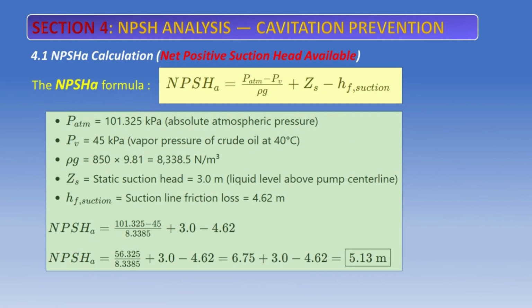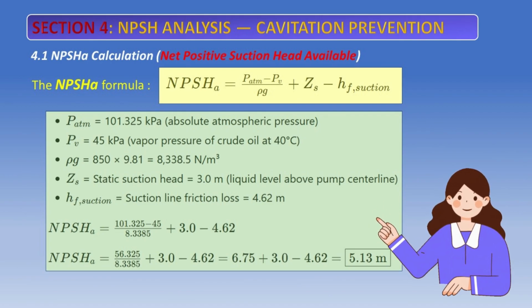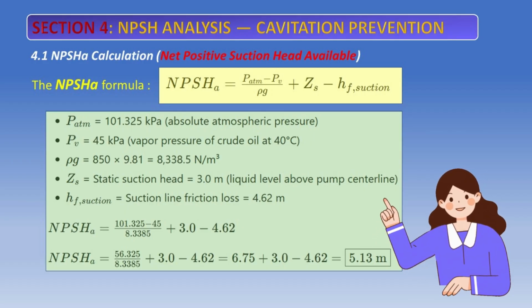Now we are calculating the net positive suction head available, or NPSHA, which is the amount of energy available in the fluid at the pump suction to prevent cavitation.